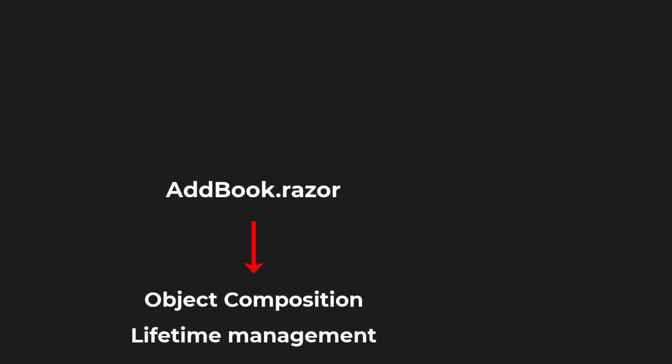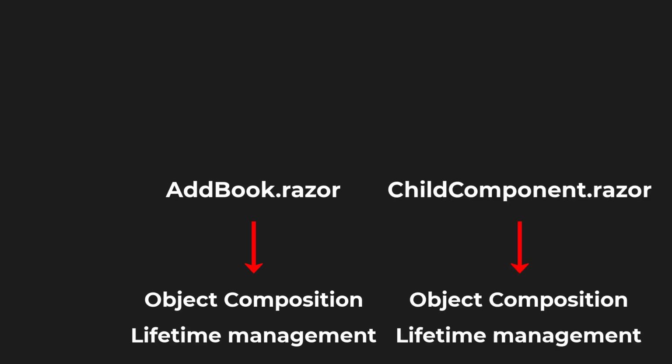So what have we got so far? The addbook component is responsible for creating instances of its dependencies, which is object composition, and also controls their lifetime. The same is true for child component. It is also responsible for object composition and controlling the lifetime of its dependencies.